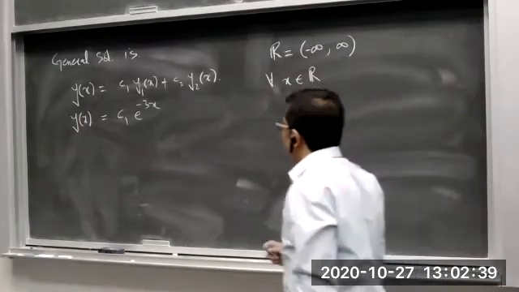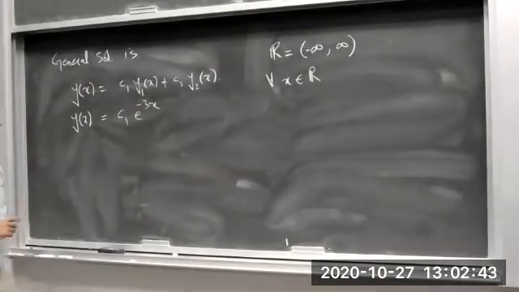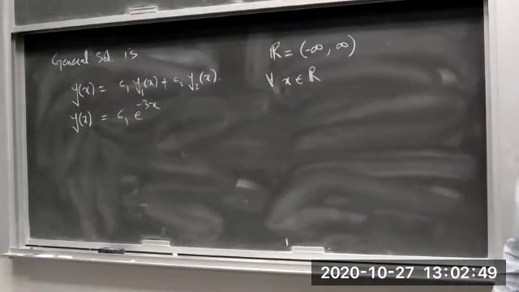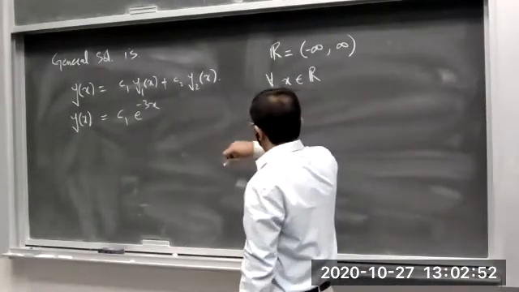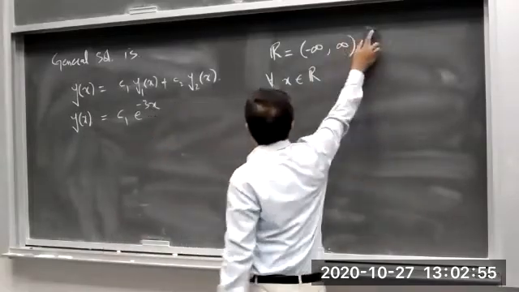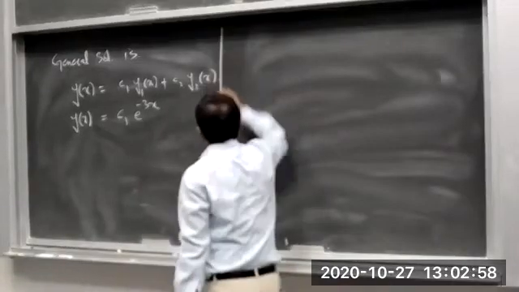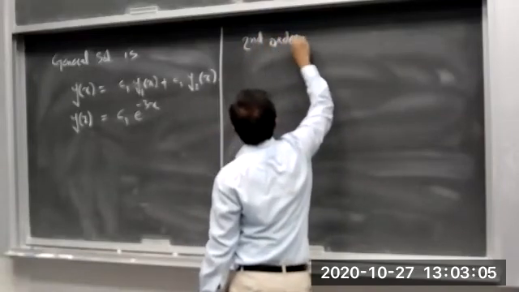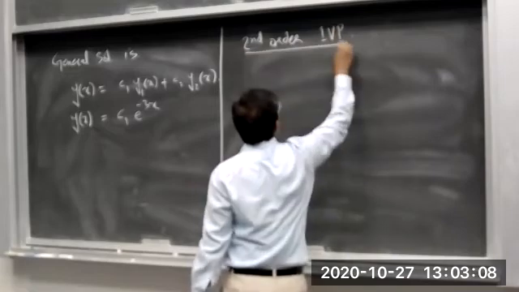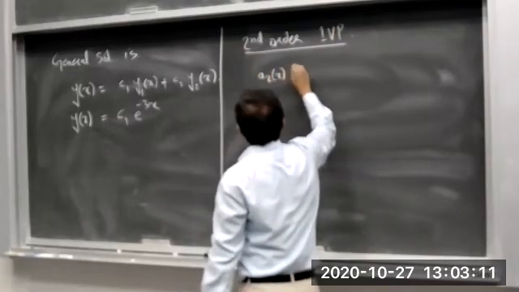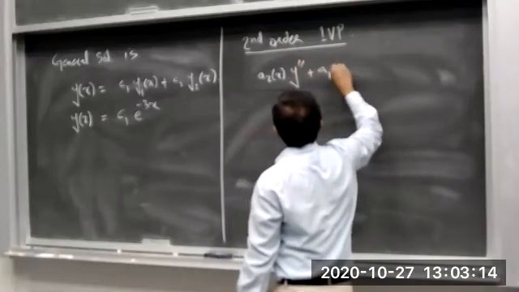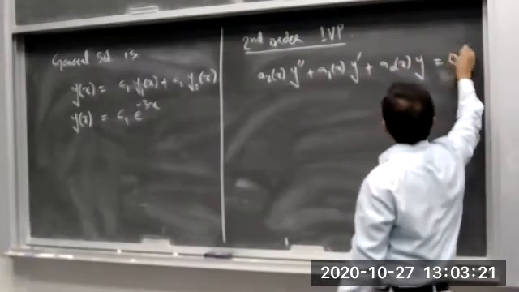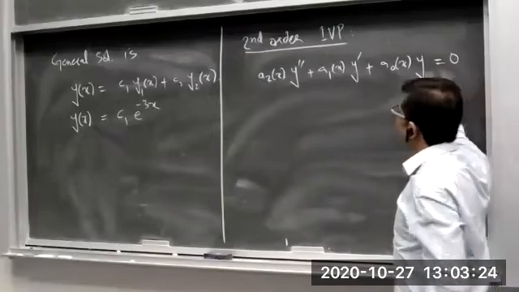Why? Because if you have a second order initial value problem, then you have 2 initial conditions in that particular problem. How do we define a second order initial value problem? A2 of x, y double dash plus A1 of x, y dash plus A naught of x, y equal to 0. We are talking about homogeneous, so the right hand side will be 0.